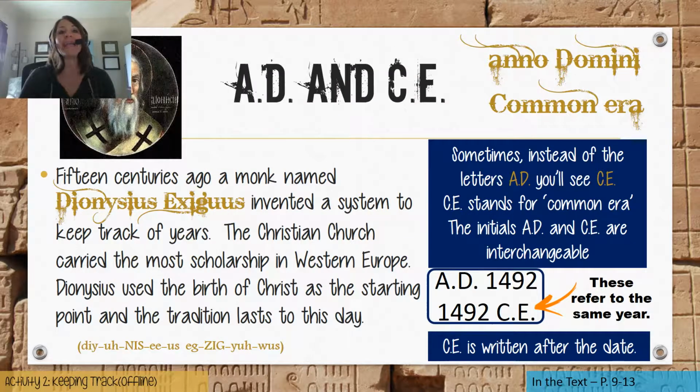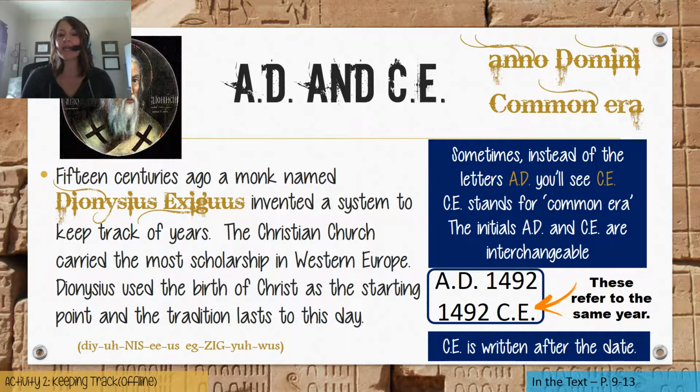All right, so AD and CE. These two abbreviations are actually interchangeable. You can use either one of these. So we talked about AD, Anno Domini. And 15 centuries ago, a monk named Dionysius Exiguus invented a system to keep track of the years. The Christian church carried a lot of scholarship in Western Europe, and this monk, Dionysius, used the birth of Christ as the starting point, and the tradition still lasts to this day, so that's where it came from.